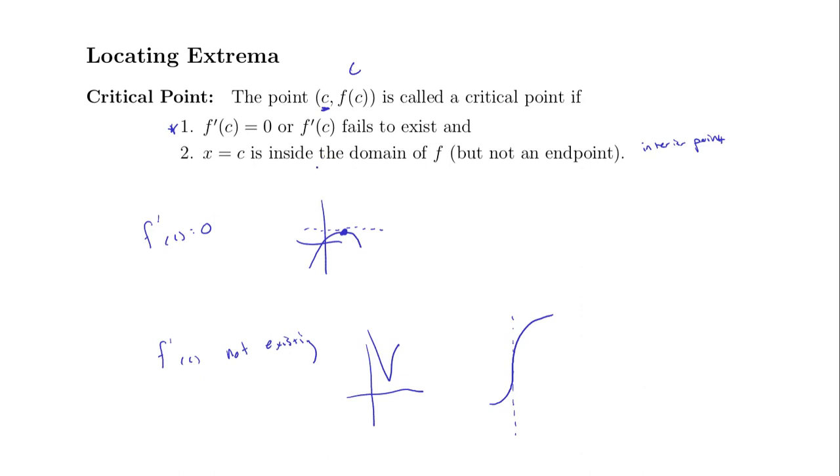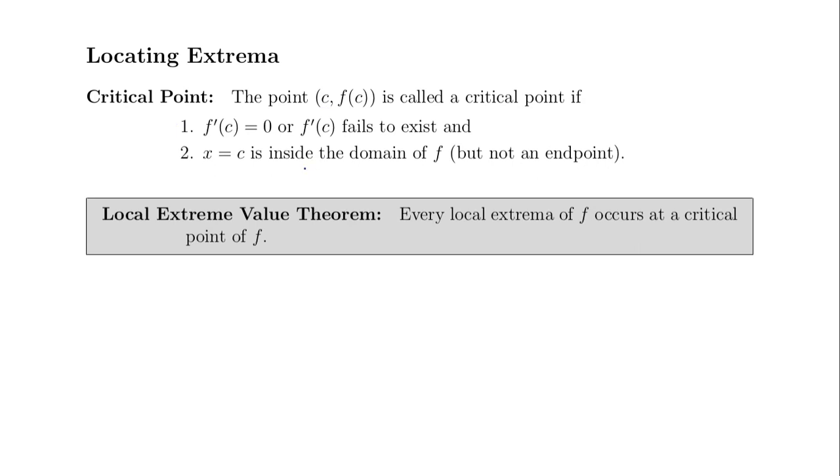And why are they really helpful? Well, what we're going to find out is that the local extreme value theorem says that every local max or local min has to have occurred at a critical point. The opposite ordering of this is not true. So it's not true that every critical point is a local max or local min. But every local maximum or local minimum is at a critical point.